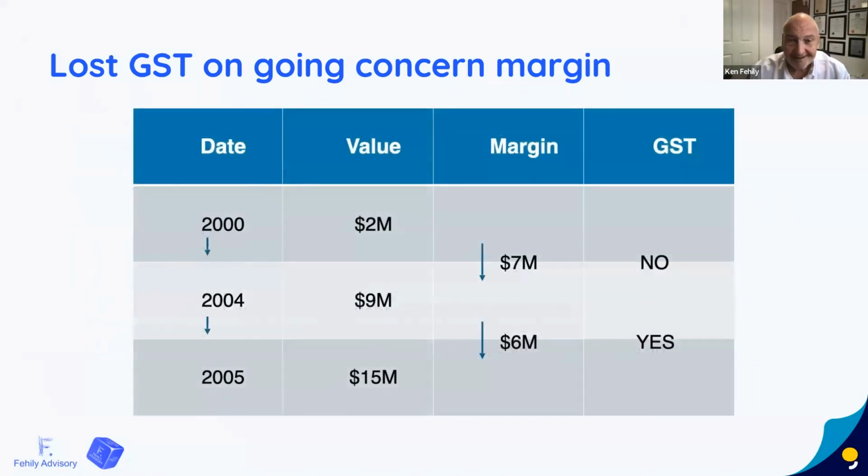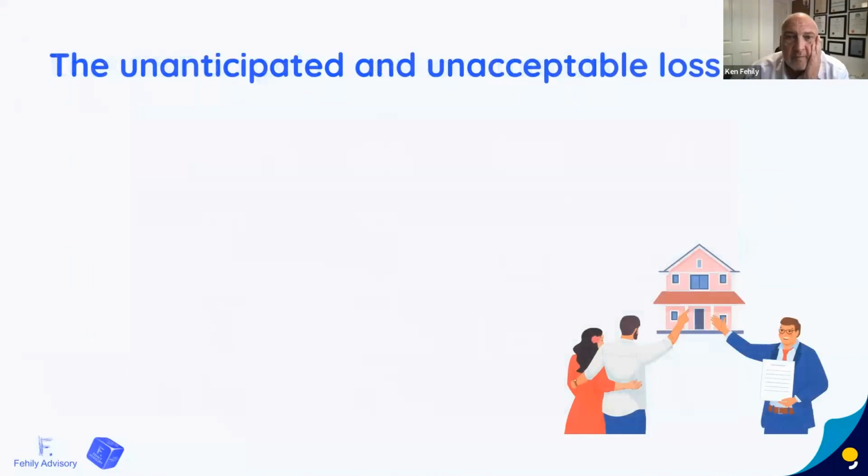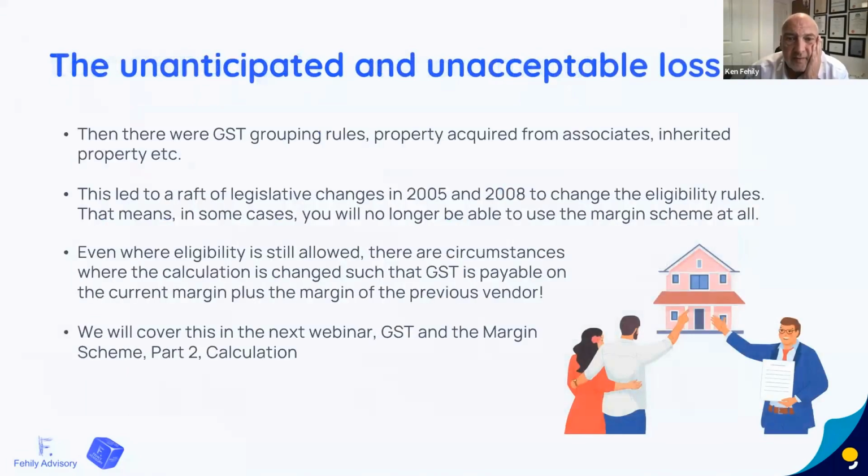Let's look at the next slide. See? No GST got picked up on the first margin. We didn't realize, we didn't intend. It was a mistake. That was an unanticipated and unacceptable loss. So, due to a whole bunch of politics, then we worked out that it wasn't just going concern. What about farmland? What about buying from associates? What about inherited property? Then what about all kinds of things? Then there was a whole mass of issues.